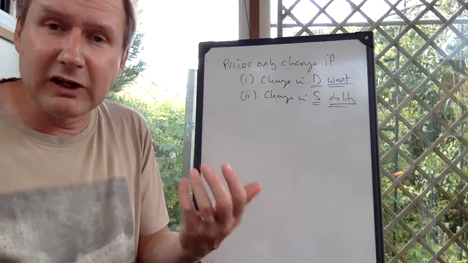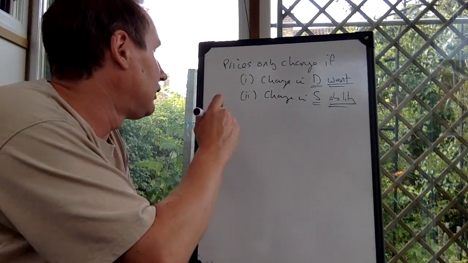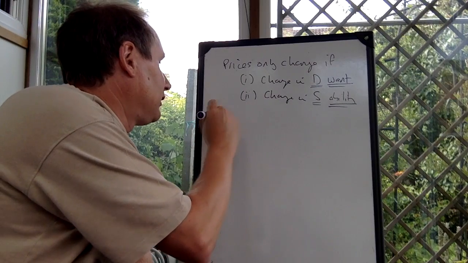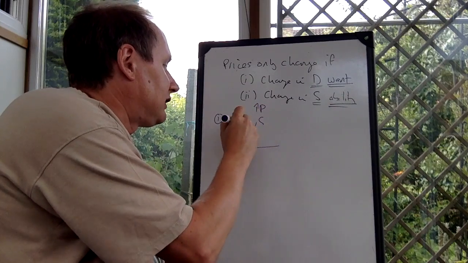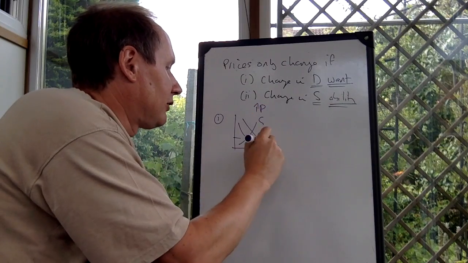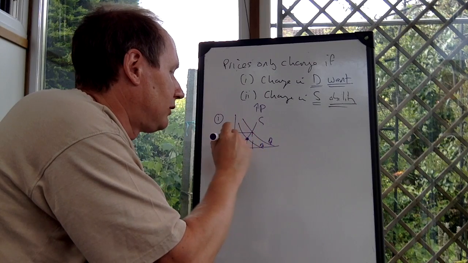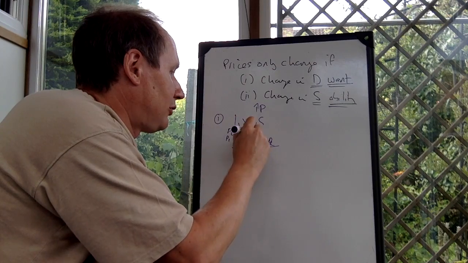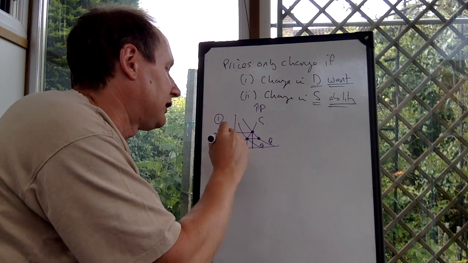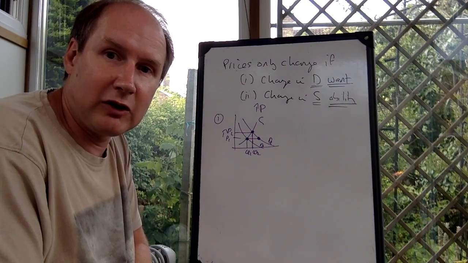So essentially, there are four possible reasons that a price could change. Firstly, if we look at an increase in price, there could be a sudden increase in demand. So demand rises from D1 to D2, and as a result, at the original price there's excess demand, and prices are pushed up from P1 to P2. We end up with a higher price and a higher quantity.